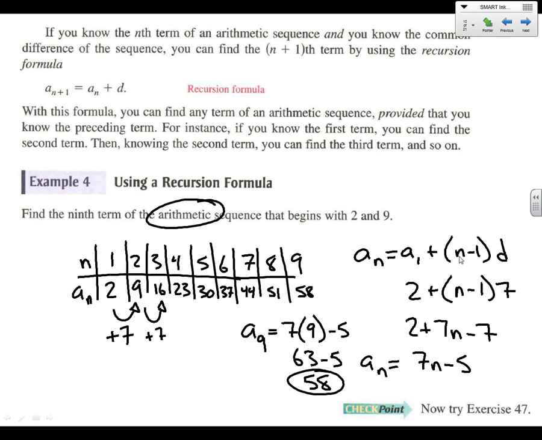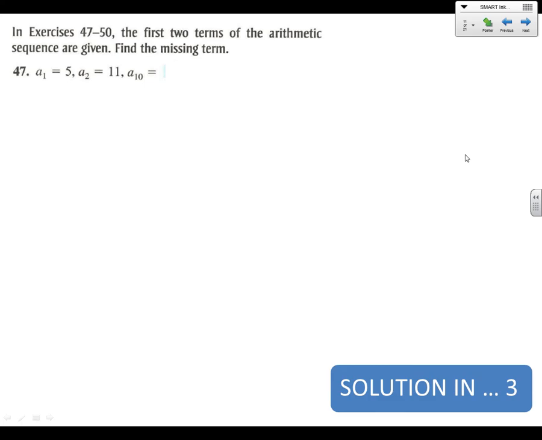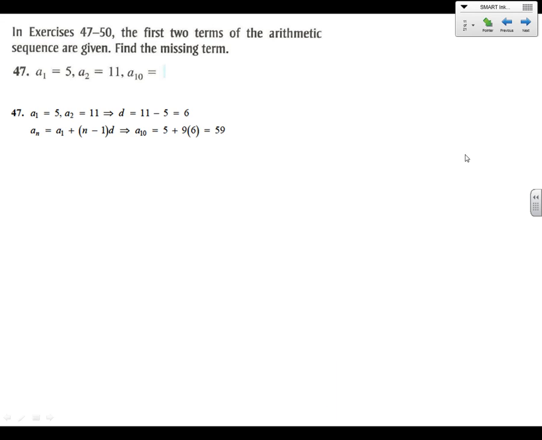All right, so we can do it recursively, and we can just do it with the normal formula. Either way you want to do it, see if you can figure out the 10th term of this list on 47. And you'll see here that for the answer, they don't do it recursively. They do it by using the formula.